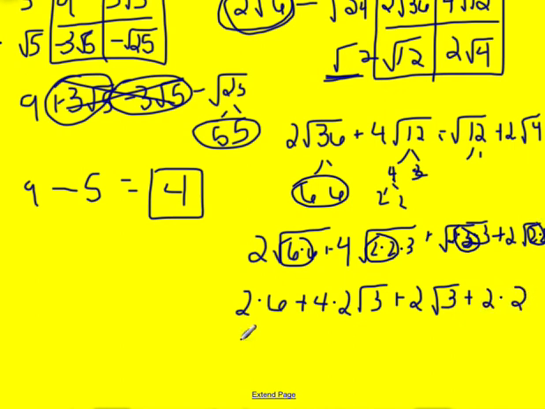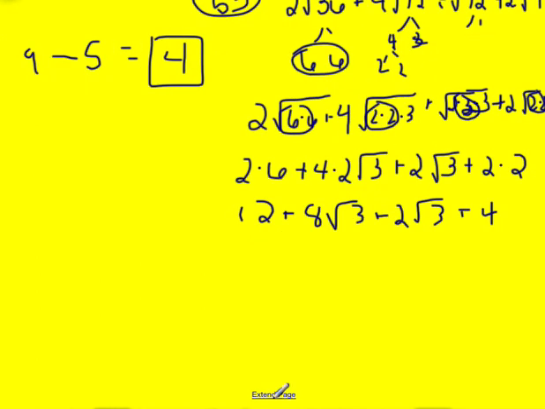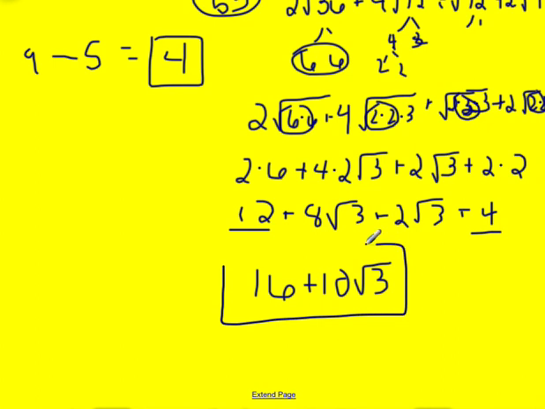So then I'm going to have 12 plus 8 square root of 3 plus 2 square root of 3 plus 4. Now I need to combine my like terms. Well, 12 plus 4 is 16. And then 8 square root of 3 plus 2 square root of 3 is going to give me 10 square root of 3. So that is your final answer for number 12.